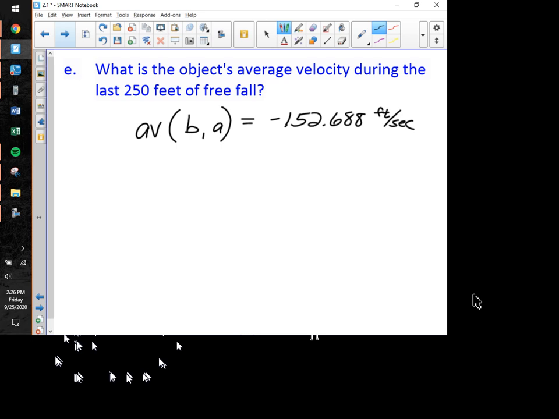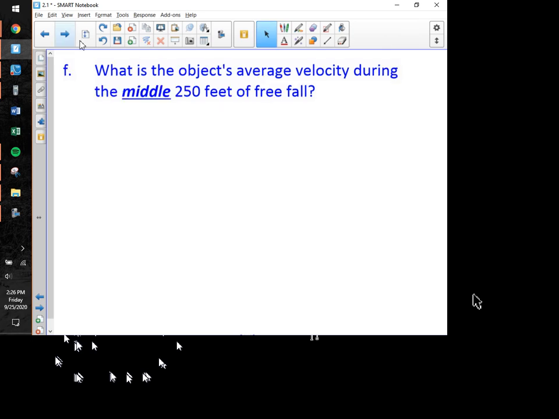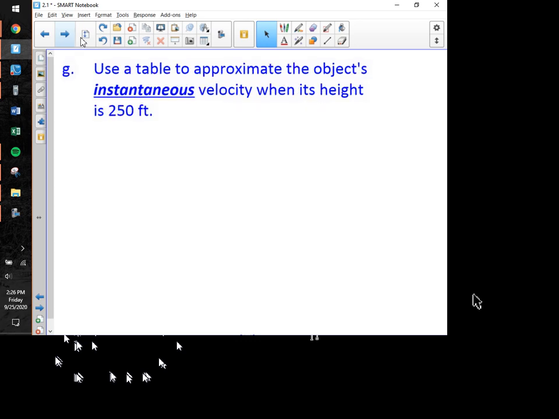All right, so as you can see, these problems are starting to take less time as we're getting the hang of them. I think I'm going to skip this problem with you right now. This would require us to find two new time values for the middle 250 feet, and I have to wrap this one up pretty quickly. So let's talk about this one real quick, and then I think we're done with this section.